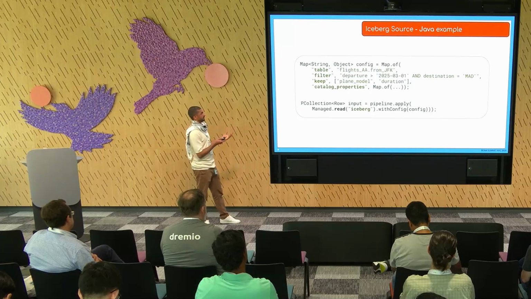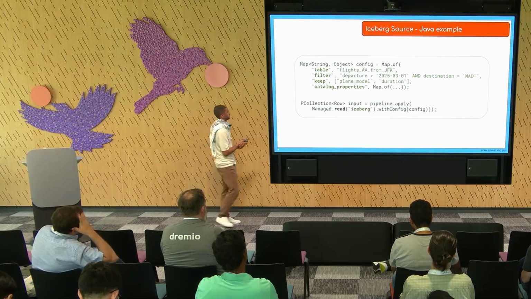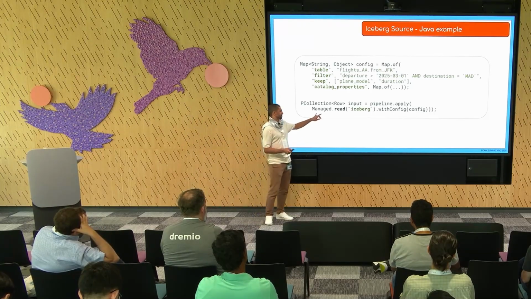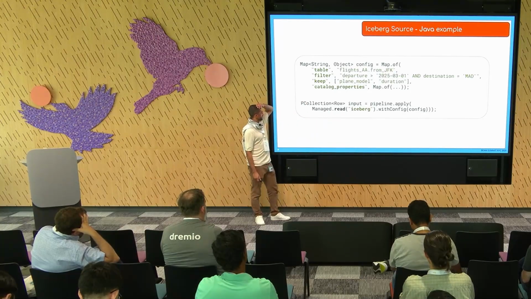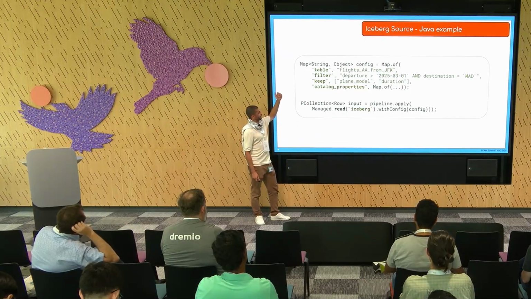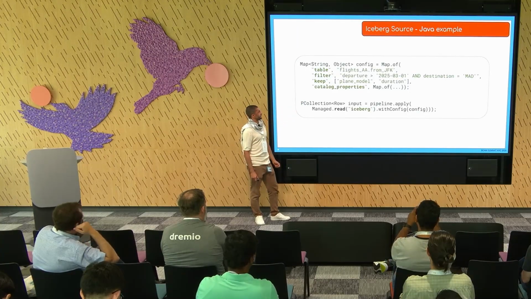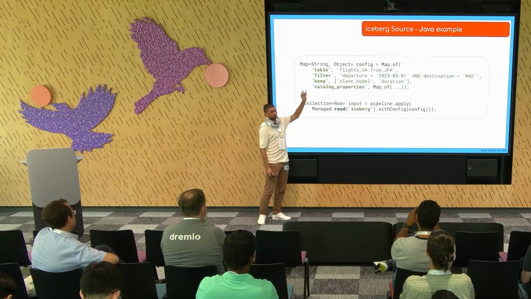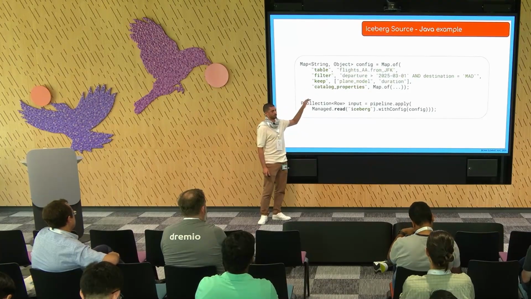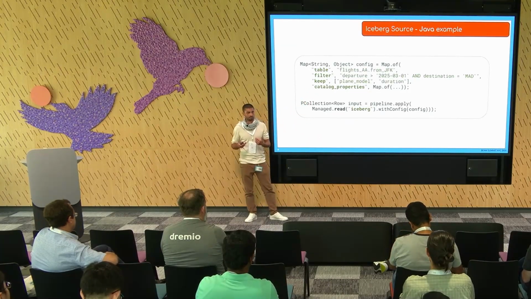So yeah, here's the example for Java. Now it's instead of managed write, it's managed read to Iceberg. With this configuration, we provide a filter statement that is SQL friendly. And we have keep and drop as well to say which columns you actually want to read.